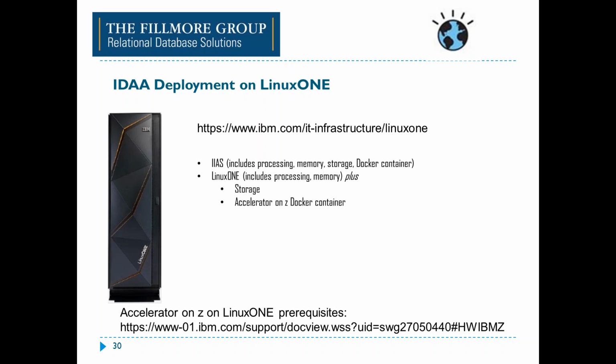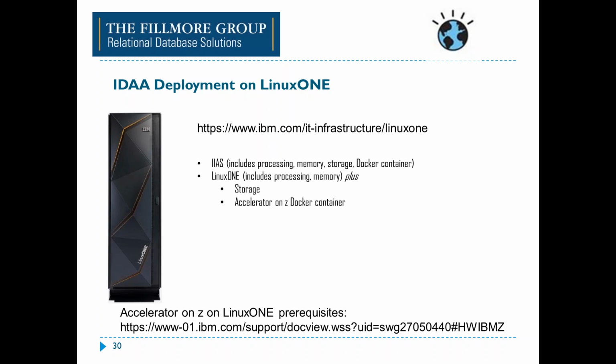So basically now you have three choices for deployment. You have choice number one, the IIAS. I get memory, storage, and processing capability in a box. I wheel into my shop and I network it and I let it go. The second is the Accelerator on Z, co-located in a secure service container on System Z, running on IFLs, using System Z memory and System Z storage.